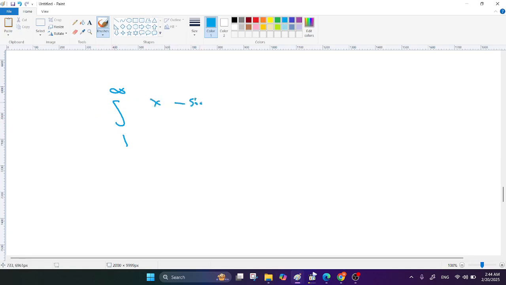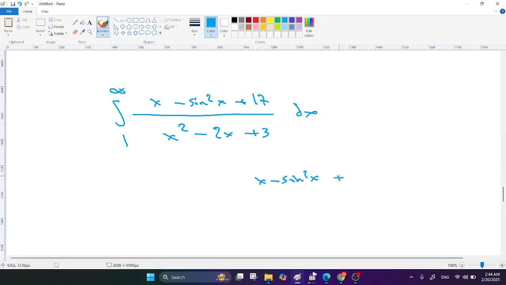Now the last one, because I got tired. x minus sine squared x plus 17, for example, over x squared minus 2x plus 3 dx, just like this. x minus sine squared x plus 17 over x squared minus 2x plus 3, and this is greater than or equal to, minimize, maximize.